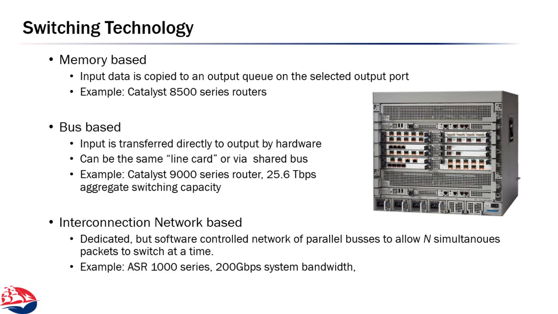Another version of the Cisco technology is the Catalyst 9000 series. And here we're going to use line cards that share buses, and we can route within a line card in a virtual circuit, or we can route between line cards at a very high rate. This one can do 25.6 terabits per second, which is just kind of like, wow, that's fast. And then finally, they have what they call the interconnection network-based models. And these have a software controlled set of parallel network buses that allow simultaneous packet switching, but they're not quite as robust and fast as these big core bus-based switches. And so they'll add additional software functionality for doing things like intrusion detection and stuff like that.